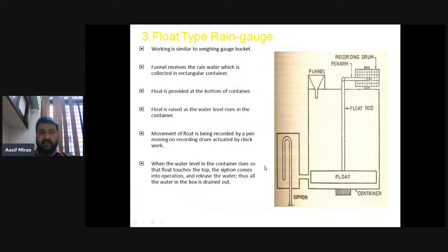Now moving towards the float type rain gauge, which is an automatic rain gauge, in which you can see here the funnel is provided at the top of this container, which collects the water and drops that water into the container. As the water rises in this container, the float will rise, and due to this the float rod will move the pen arm, and this pen arm will write down all the readings on the recording drum. So this is the procedure adopted in this float type rain gauge.